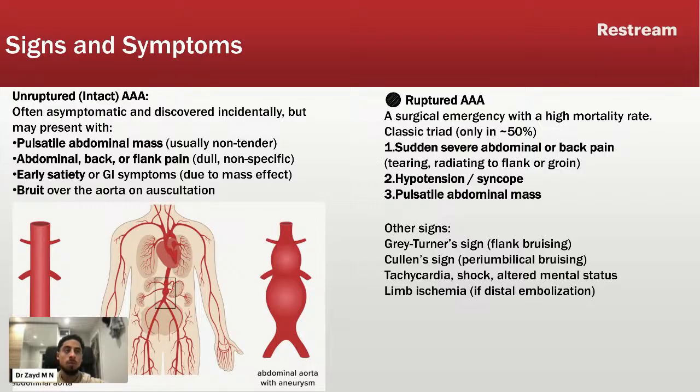Okay, but what is common is they will have abdominal pain, often radiating to the back, and sometimes even flank pain, which is dull and non-specific. Oftentimes if it's a big aneurysm as well, they can have early satiety, so they'll get full really quickly. And if you auscultate over the aorta, you will often hear some bruit. Okay, a bruit will sound like a kind of whooshing noise, which you can hear upon auscultation of the abdomen.